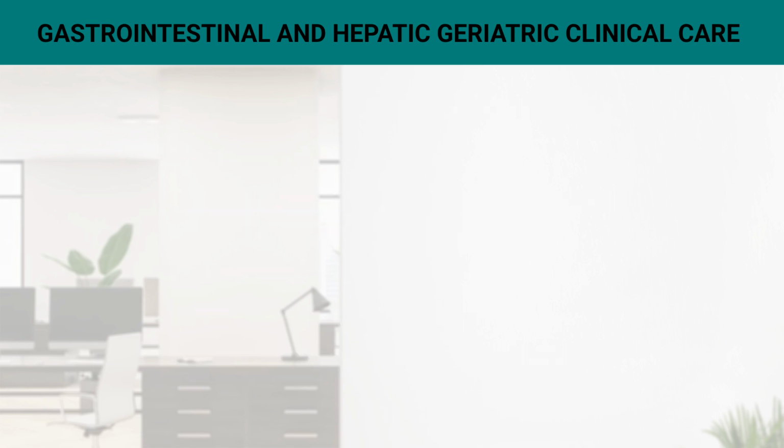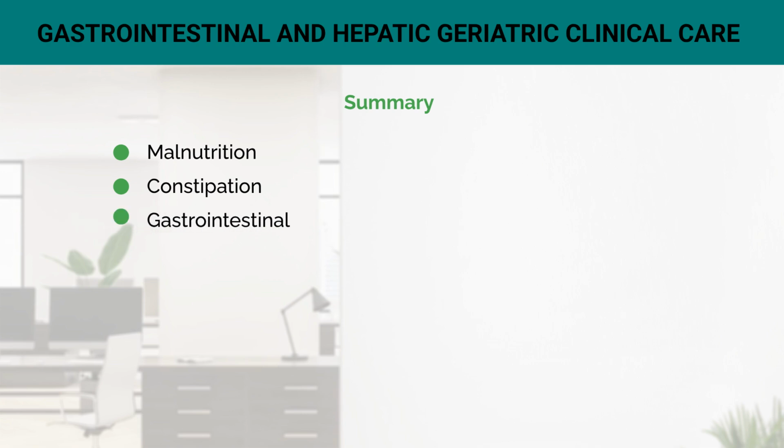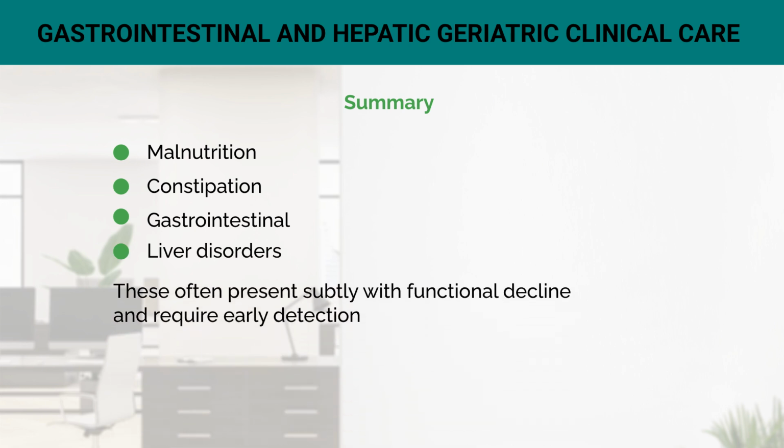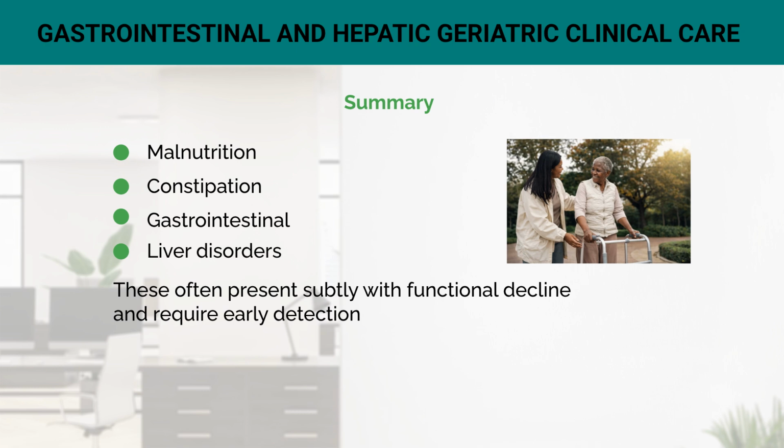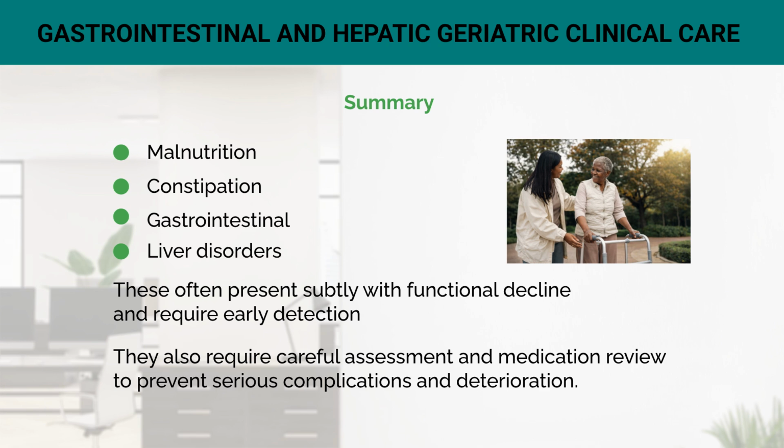Before we end this session, let's quickly recap the main points. Malnutrition, constipation, and gastrointestinal or liver disorders in older adults often present subtly with functional decline and require early detection. They require careful assessment and medication review to prevent serious complications and deterioration.